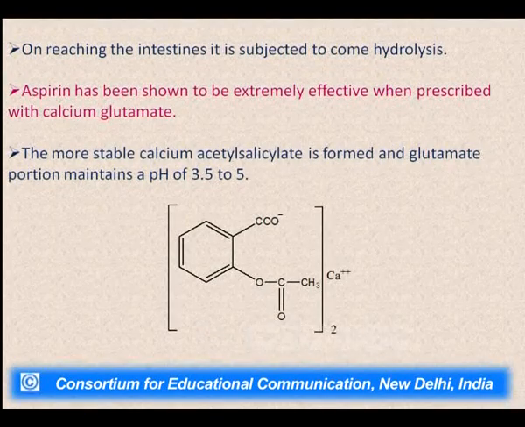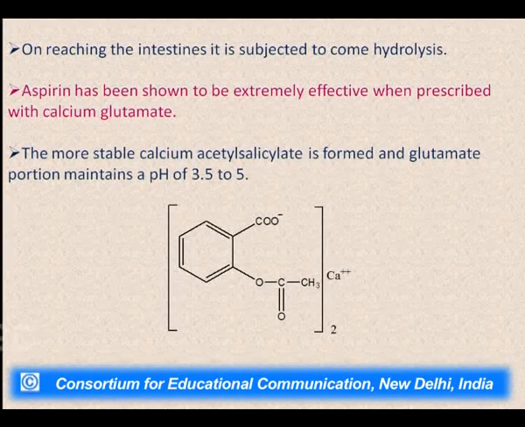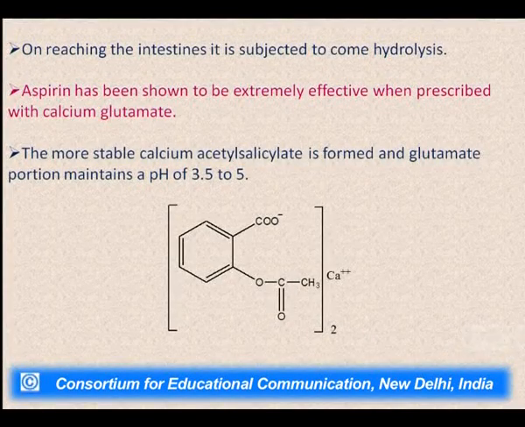Aspirin has been shown to be extremely effective when prescribed with the calcium glutamate salt. The more stable calcium acetyl salicylate is formed then, and the calcium glutamate portion provides a pH of 3.5 to 5 to initiate the action of this aspirin drug. Here we have shown you the calcium acetyl salicylate.